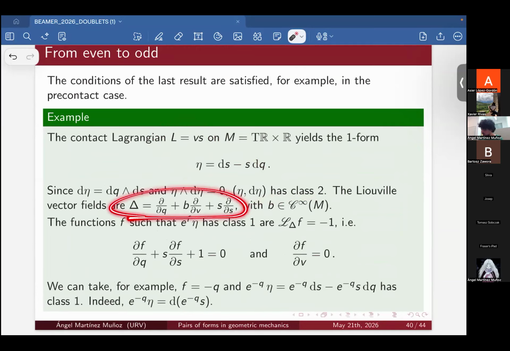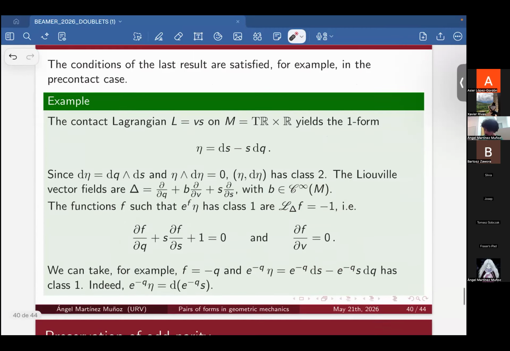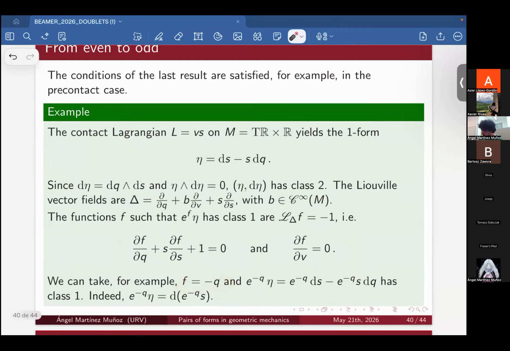And then you can calculate the Liouville vector fields. They are these ones. And if you want to find a function such that you go back to class 1, so you get something that's odd, then you need this condition here, which translates into this PDE. And then you can take, for example, this solution here, and then you can check that indeed the new form, which is this one, has class 1. You can check it because, for example, it's exact. Class 1 for precontact forms is equivalent to being closed, to being exact.